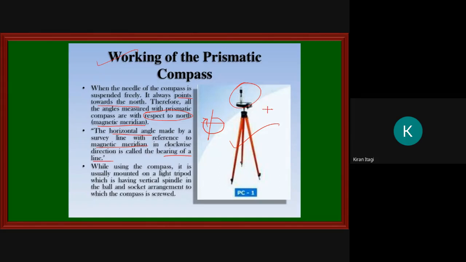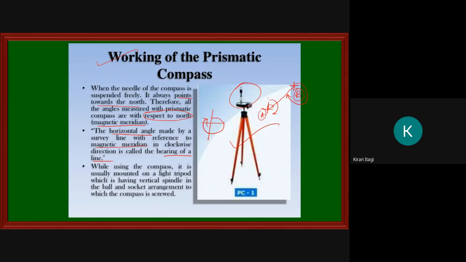Suppose here you have one station called station A, and here you have another station called station B. Now I'm placing my compass here and taking the reading. This will be the angle, or bearing, for stations A and B, and you should always take it in the clockwise direction. Now here it is in clockwise direction.